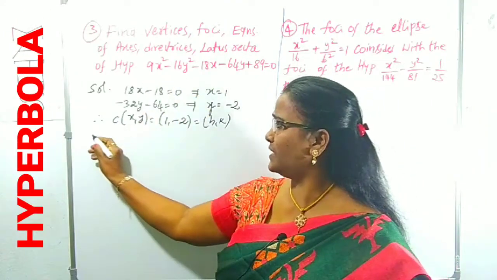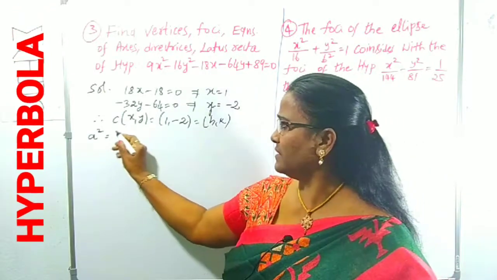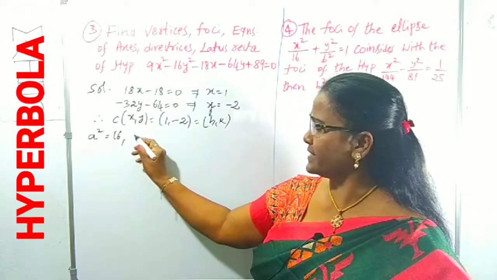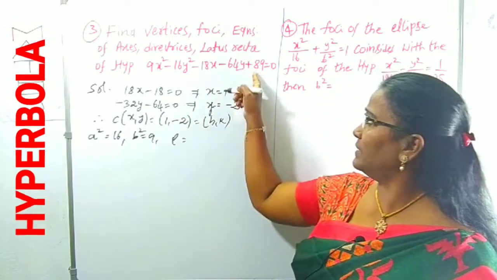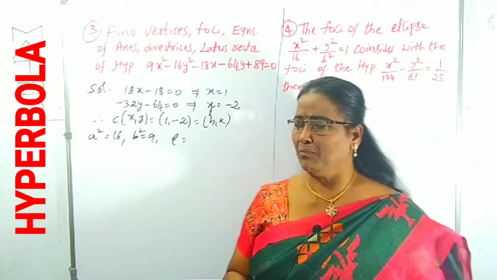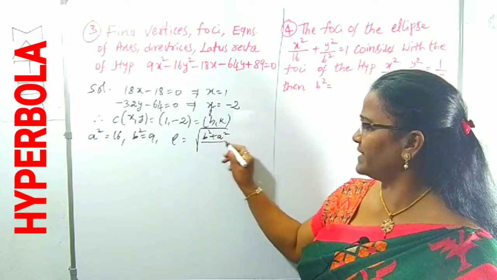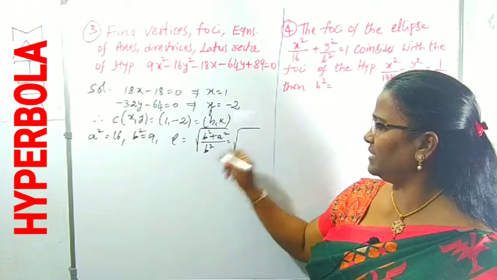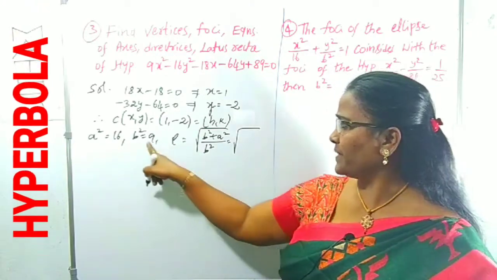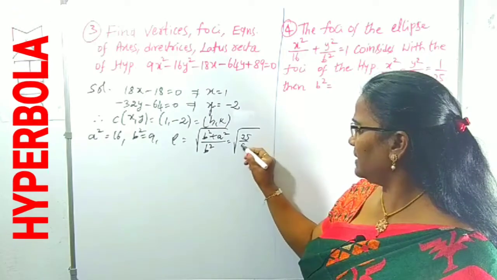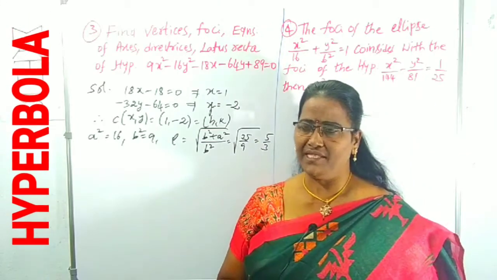Now we can find the eccentricity. For eccentricity you have to collect a square. A square is the denominator of the y square term, that is 16, and b square is the denominator of the x square term, that is 9. Clearly, which hyperbola is it? I said conjugate hyperbola. For that, e is root over b square plus a square by b square, right? That will be b square plus a square, 9 plus 16, 25 by 9. The square root of 25 by 9 is clearly 5 by 3. We got the eccentricity of this hyperbola.